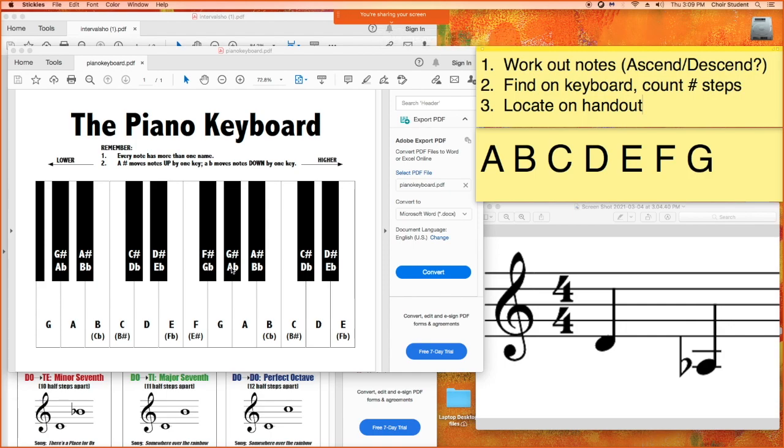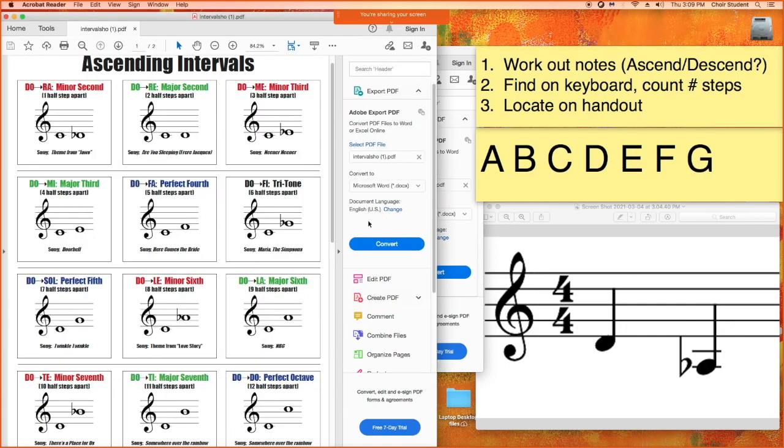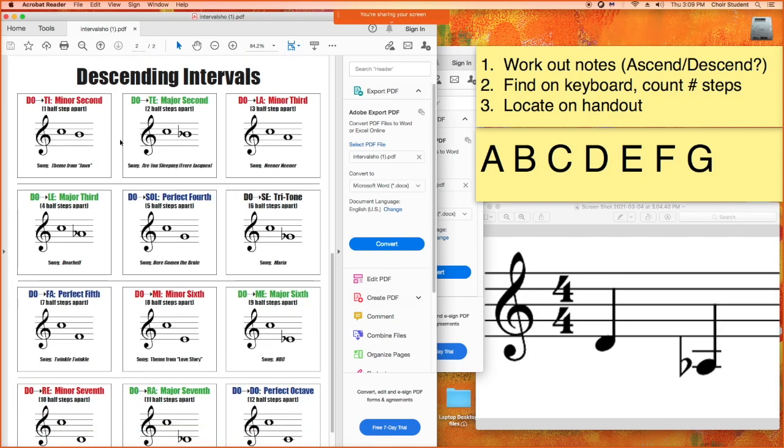6 half steps. I go to my interval sheet. I go to the descending side, right? Got to make sure you're descending. 6 half steps is a tritone. That is the answer. Or 6 half steps it takes to get from one to the other.